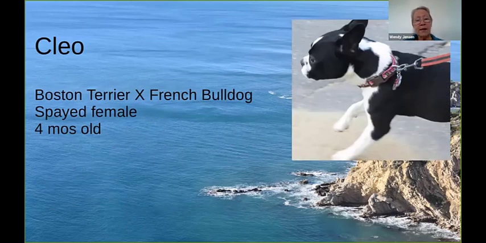So I'll do a little case. This is Cleo. She's a cross between a Boston Terrier and a French Bulldog, pretty much adorable plus adorable. And she's a spayed female. At the time I began work with her, she was 4 months old. I'm not sure if she's a rescue or not. She could have been one of those designer dogs where they take two breeds together, but that's Cleo.